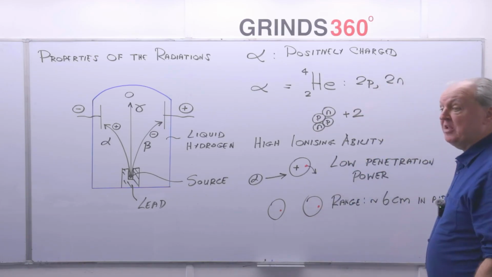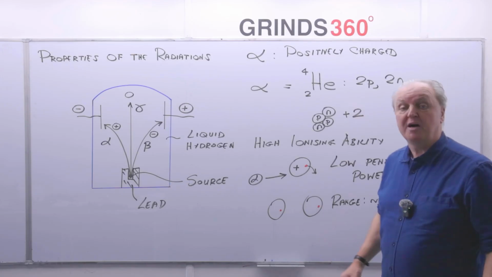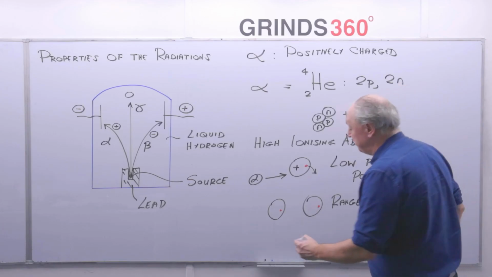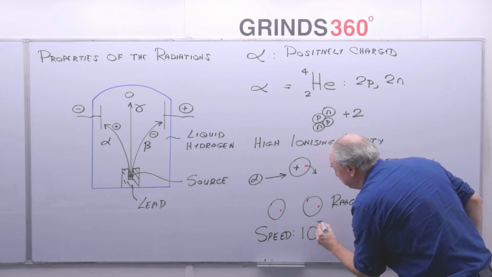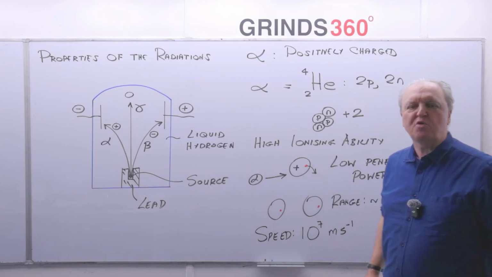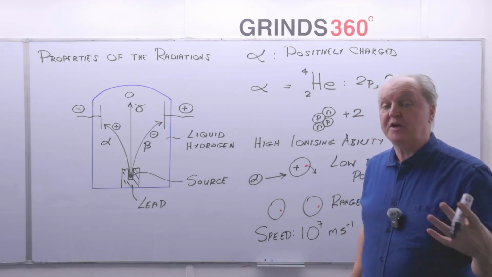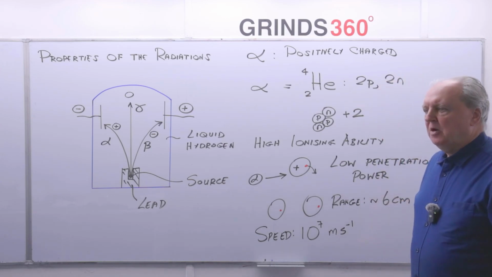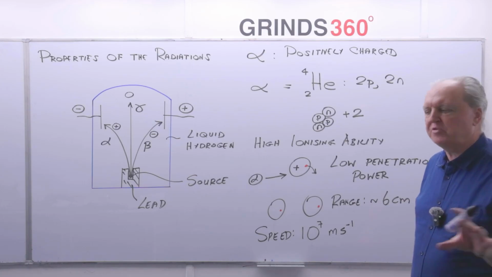So the last property, and you've got a list of 5 properties in your notes, is that when they come out of the nucleus, they're traveling at about the same speed, and the speed of emission of these particles is about 10 to the power of 7 meters per second. So they're coming out quite fast, but they don't go very far because of their high ionizing ability, and therefore they have a low penetration power, their range being about 6 centimeters in air. Okay, so I need to know those properties quite well. So learn that list that's provided in your notes.